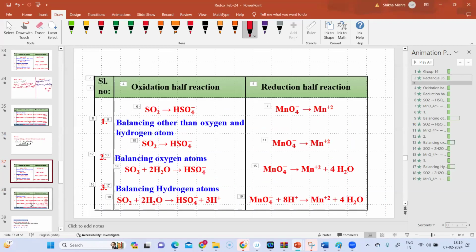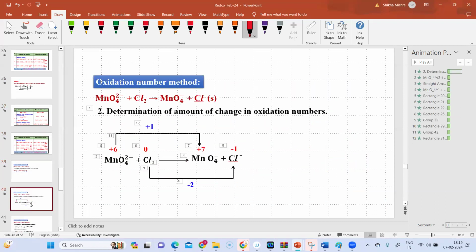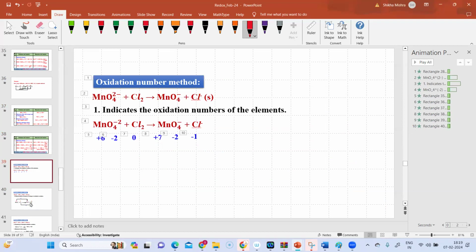Now, we'll be doing the other method, that is the oxidation number method, right? Probably you'll be more interested in it. There we balanced using electrons. Here you will be using the change in oxidation number. The change in oxidation number in both the half reactions must be similar, right? So if you are given this particular reaction, where manganate ion reacts with chlorine to give you this, right?